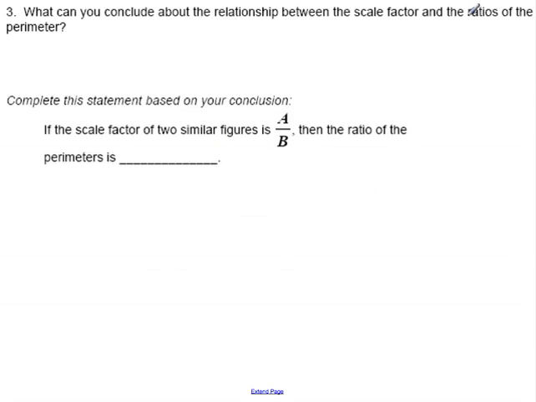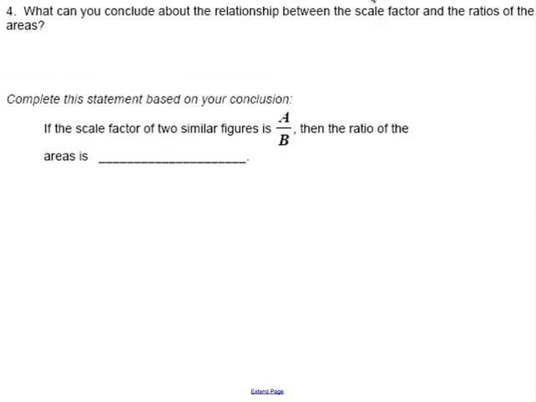Okay, let's formalize this using some words. What can you conclude about the relationship between the scale factor and the ratios of the perimeter? I think the easiest thing to say is that they're the same. So it says if the scale factor of 2 similar polygons is A over B, then the ratio of the perimeters is still going to be A over B.